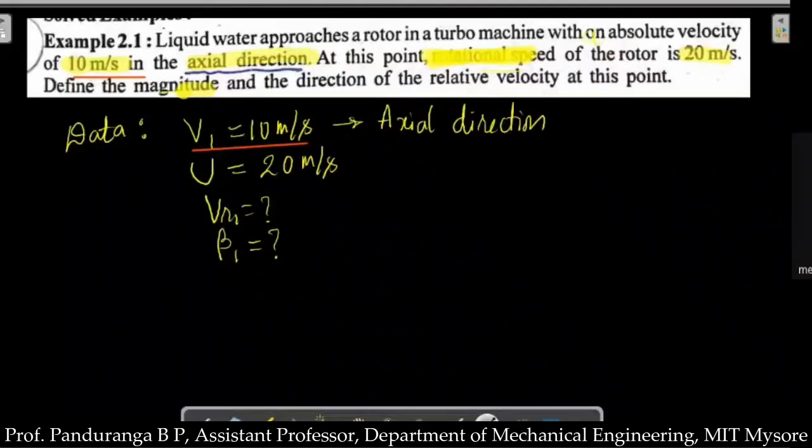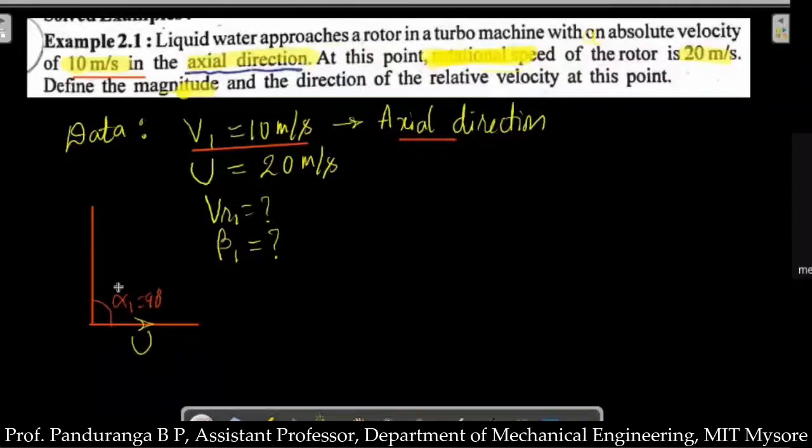We have u. So I have written the horizontal line, that is u, and then we have v1, and the angle of v1 is 90 degree here because v1 is axial in direction. So the angle will be 90 degree between u and v1. So alpha 1 will be equal to 90 degree because v1 is axial. Okay, so here this is u and this is V1.